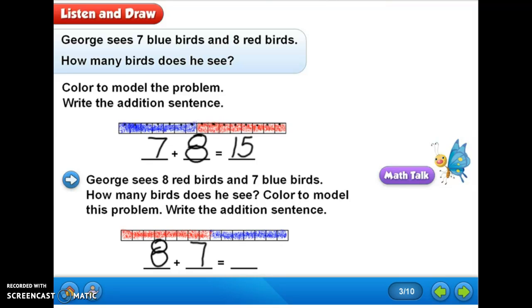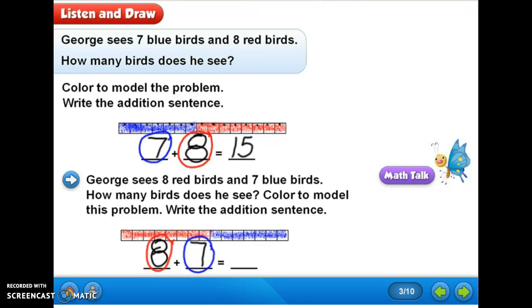Wait a minute. That looks really familiar. Look at that. Look here, I have this 7 here, and all I did was switch the order of the additives. I have 7 plus 8, and then I have 8 plus 7. So all I did was switch the order of the additives. I still have 7 bluebirds in each of my problems and 8 redbirds in each of my problems.